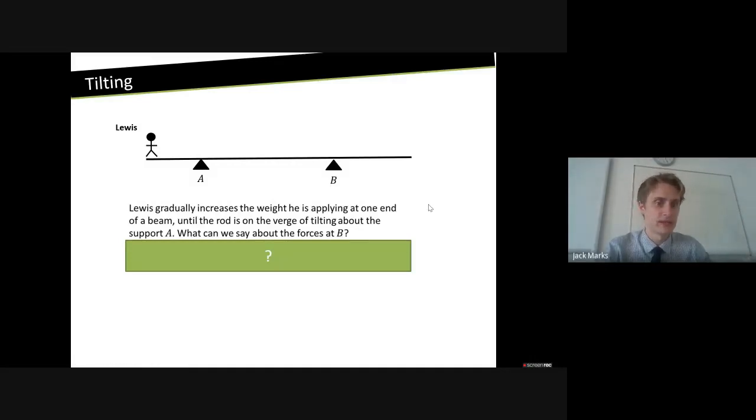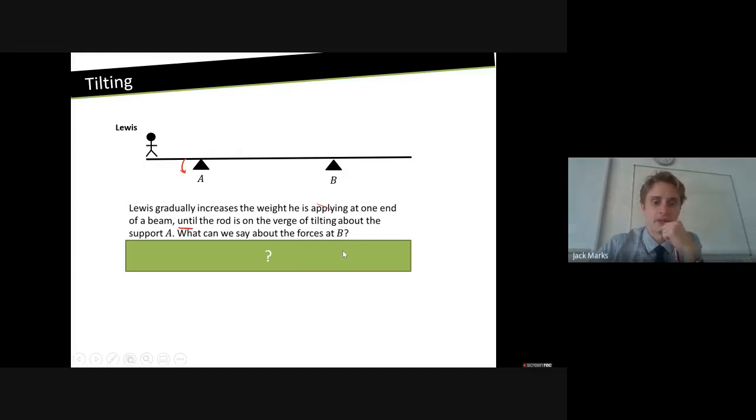Okay, we're talking about tilting now. So I want you to think about the situation. There's two pivots, there's a plank, and Lewis is standing on the left-hand side, and he increases his weight. So what could this actually look like? Well, maybe he's pushing down on the plank more and more until the rod is on the verge of tilting about support A, until it's going to tilt off there.